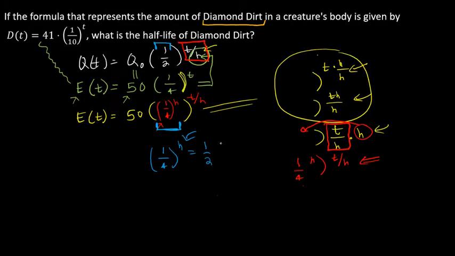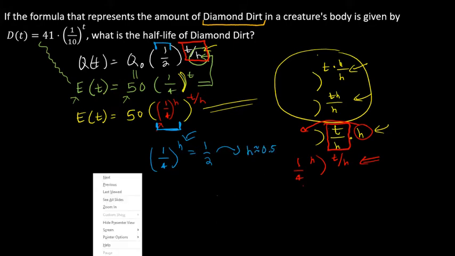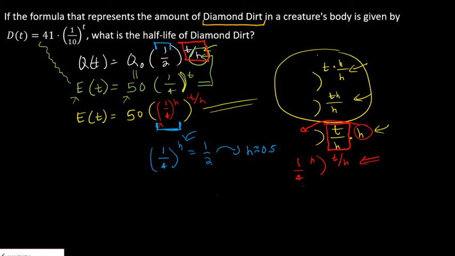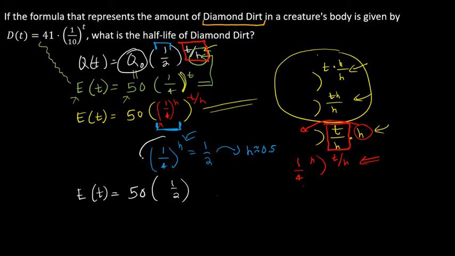So I have just found, using my calculator, that h is about 0.5. So now I get to rewrite E of t, and I can say, all right, E of t is equal to 50, which is my Q sub 0, times 1/2 to the t over my h, which is approximately 0.5.